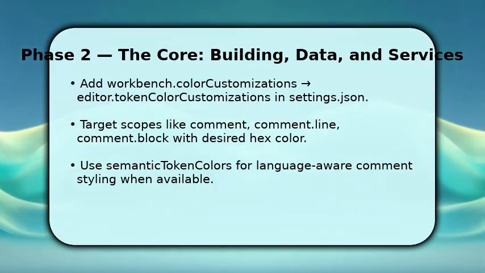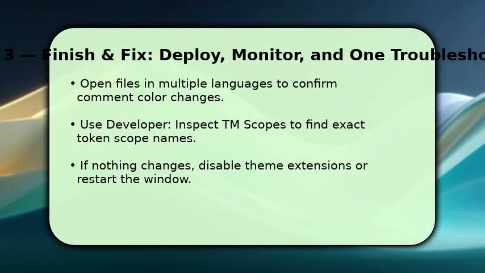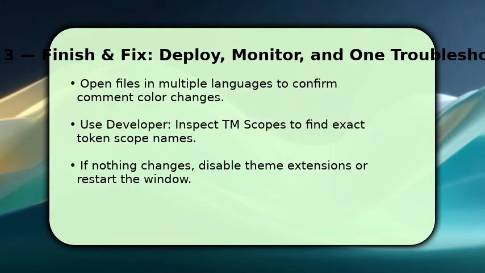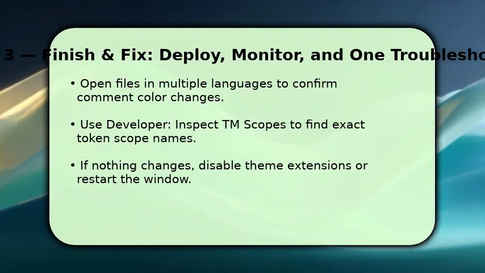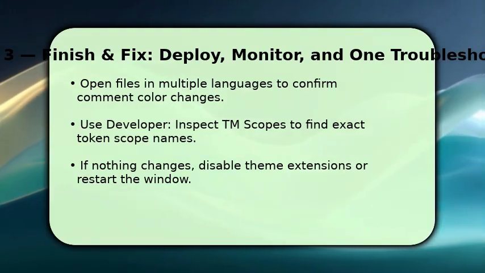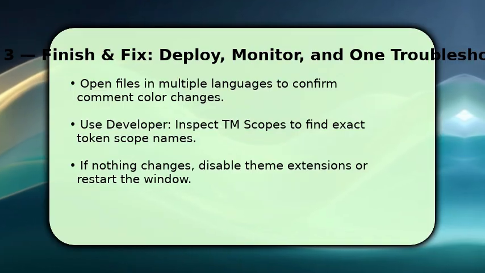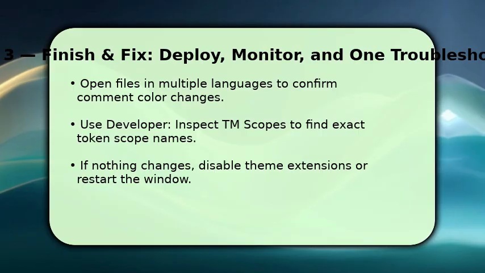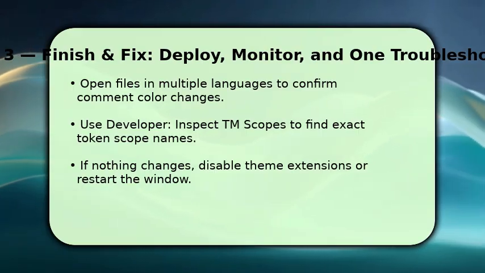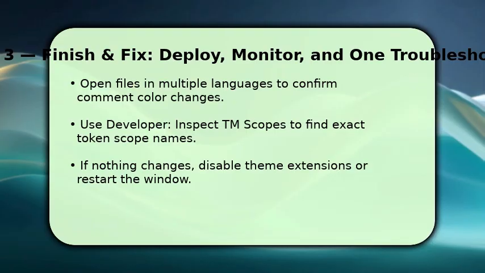You finish by testing files in several languages to confirm the comment color took effect, since scope names vary. If something looks wrong, run Developer: Inspect Editor Tokens and Scopes and click a comment to see the exact token name to target. Make sure to save settings and reload the window.